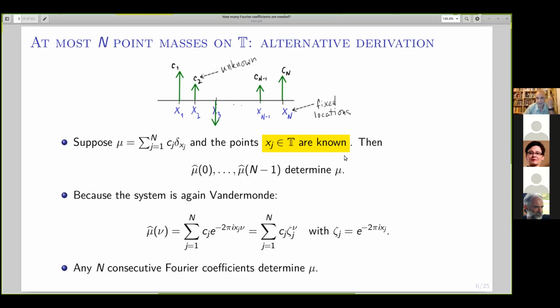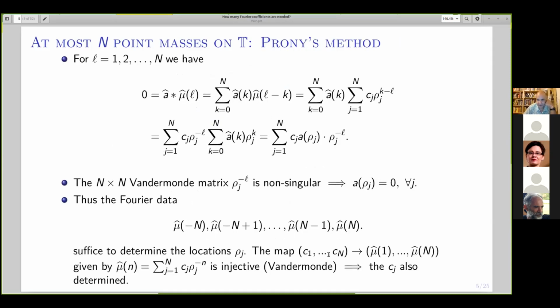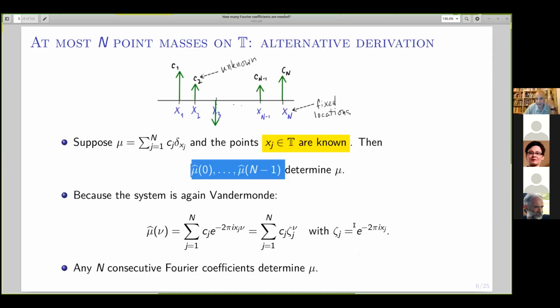First of all, we do the following trick. We pretend that we know where the masses are, but we don't know the c_j. Again, we observe that this is a Vandermonde system. So if you just examine n consecutive values of the Fourier transform, the mapping, this mapping we had before, is given by a Vandermonde matrix. Therefore, we can recover the c_j from the right-hand side of the linear system. This is exactly what I told you before.